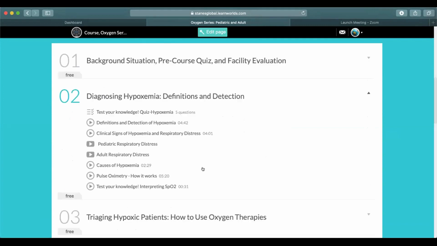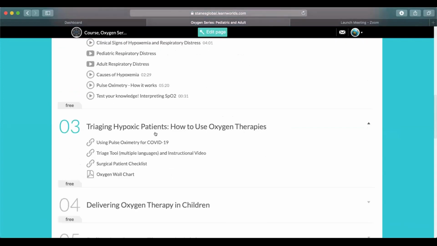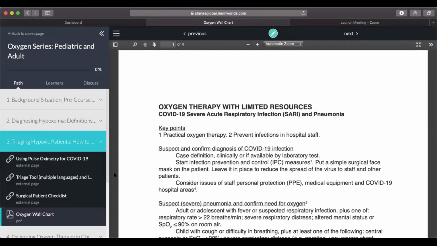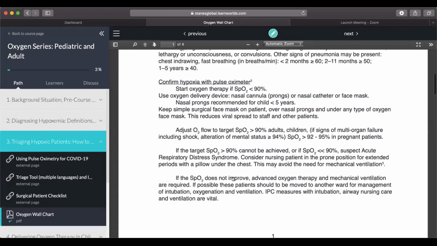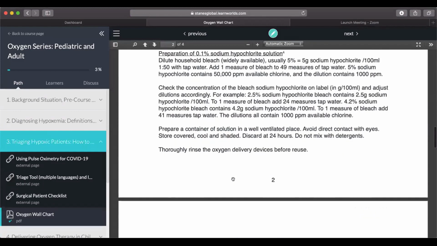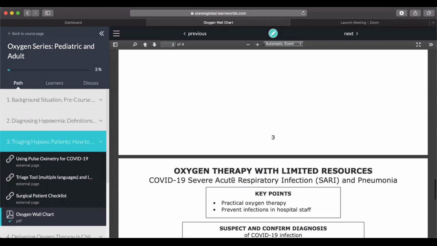I also wanted to point out that next week we're talking about triaging hypoxic patients. This session will be run by Lifebox, and they have a great triage tool that is in multiple languages that can be downloaded. There's also a wonderful oxygen wall chart that helps clinical providers decide when to use oxygen, especially with limited resources. This was developed by some of our colleagues in Australia in consultation with the WHO.